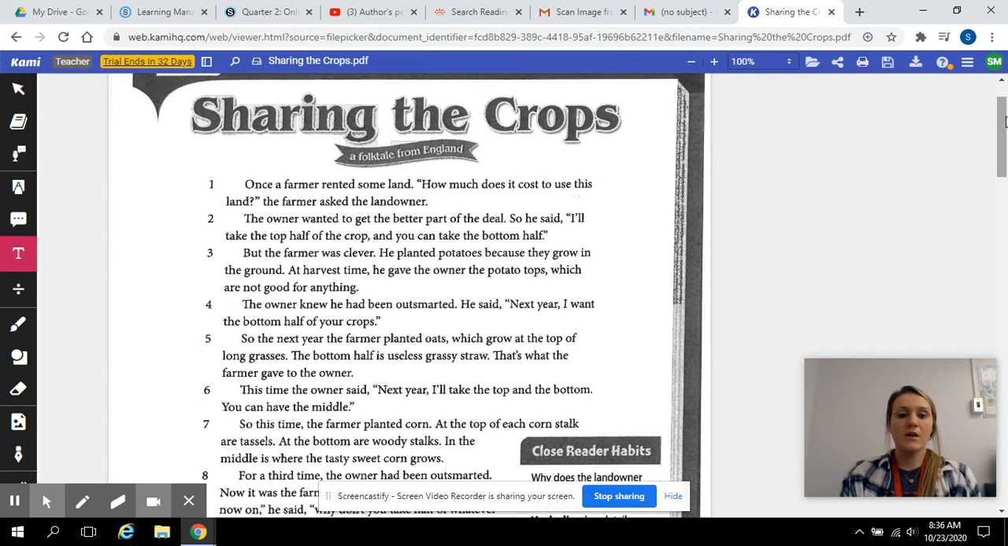So, Sharing the Crops. Once a farmer rented some land. How much does it cost to use this land? the farmer asked the landowner. The owner wanted to get the better part of the deal, so he said, I'll take the top half of the crop and you can take the bottom half. But the farmer was clever. He planted potatoes because they grow in the ground. At harvest time, he gave the owner the potato tops, which are not good for anything. The owner knew he had been outsmarted. He said, next year, I want the bottom half of your crops.